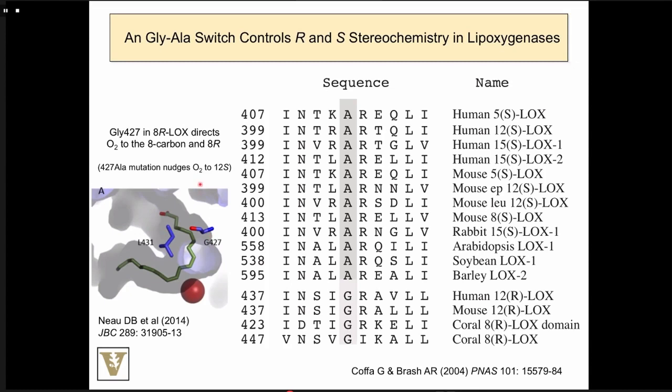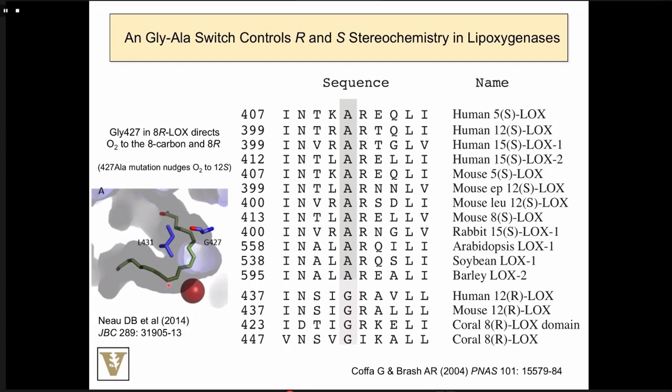And here's a picture on the left here from the only crystal structure there is with a bound substrate. It's the 8R lipoxygenase with bound arachidonic acid. Here's a little glycine that's in this R lipoxygenase. Oxygen would approach from our angle here onto the top of there, forming the 8R hydroperoxide here.